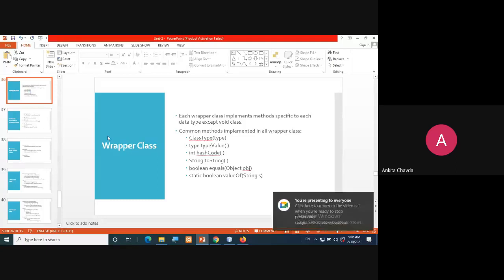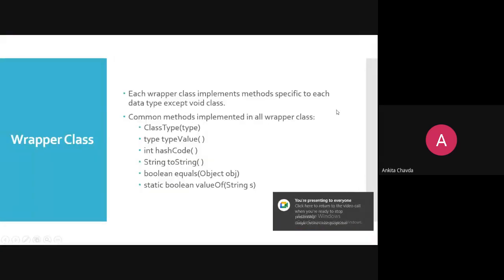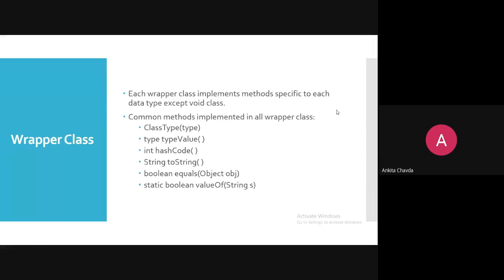So we'll start again from here. Each and every wrapper class implements the methods specific to each data type except the Void class, right? Because the Void class is just created to fulfill that. Otherwise, no such methods are there in the Void class, right? There is nothing inside the Void class. We don't have any further methods which we can call, right? It is just a kind of placeholder for the primitive data type void. Okay.